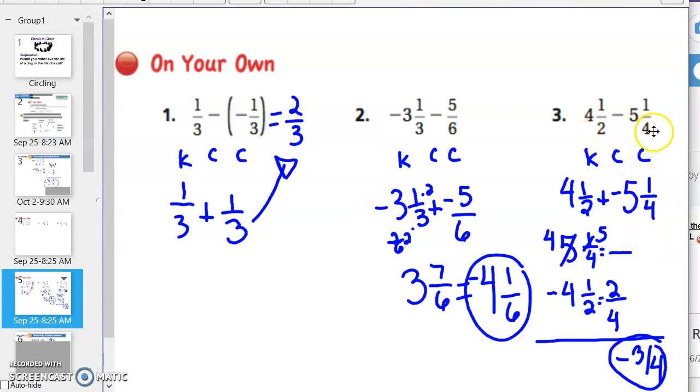Next one here, again, keep, change, change. Keep 4 1/2 the same, change the minus sign to a plus, and the opposite of 5 1/4 would be negative 5 1/4. Now, of course, that means I have different signs, so I need to subtract. So I need to take 5 1/4 minus 4 1/2. Well, first I have to get a common denominator, so 4 1/2 is actually changed to 4 2/4, and I multiply by 2 on top and bottom. And then I can't take 1 minus 2, so I'm going to have to do a little regrouping here. And then 4 minus 4 is 0. 5 minus 2 is 3/4. And I have to remember, use the sign of the bigger number. This one was the bigger number, so it has to be negative 3/4.